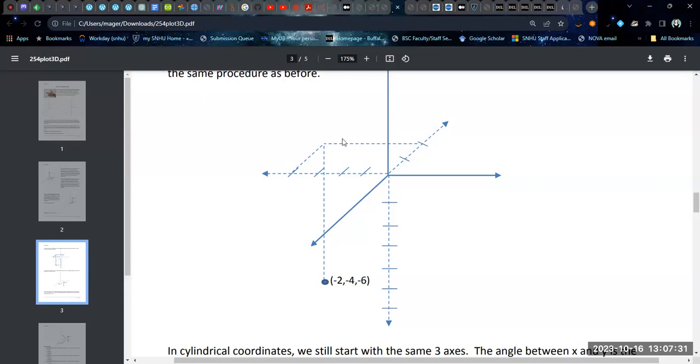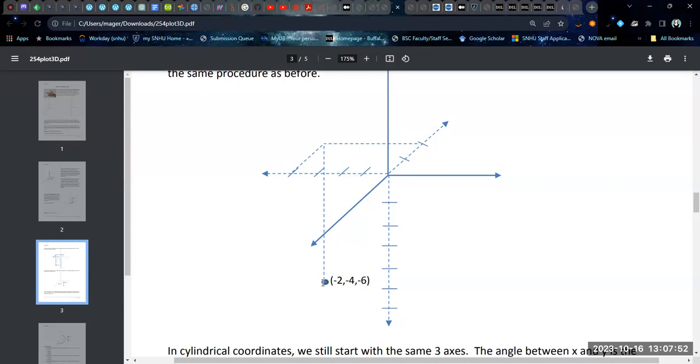And so again, including this information with the point in the plane and the vertical line connecting the point gives us a little bit more of that perspective view so that we can identify, yes, this is that point, -2, -4, -6.